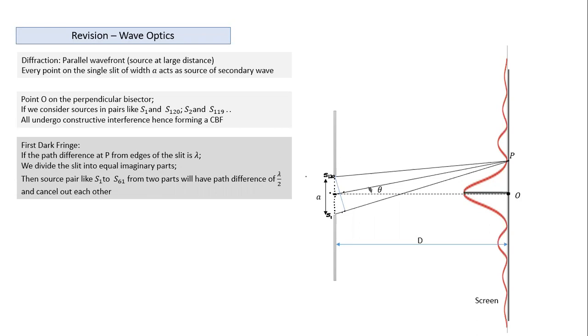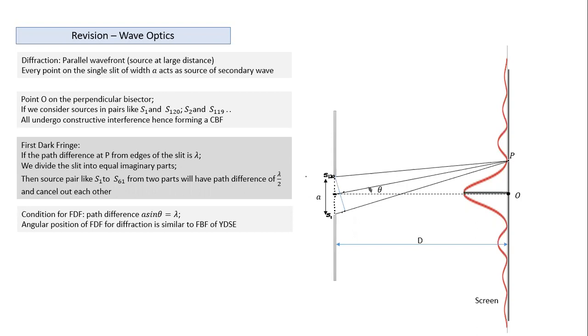Like this, how many pairs? If we take 60 pairs, all of them will have a path difference of lambda by 2, with similar logic, and all of them will cancel out. So that's how we simplify the case of infinite number of sources. We could have done it in a slightly different way, but this perhaps makes more intuitive sense. We make this infinite number of sources into some finite, though large, number of sources. So in this fashion, what is the condition?